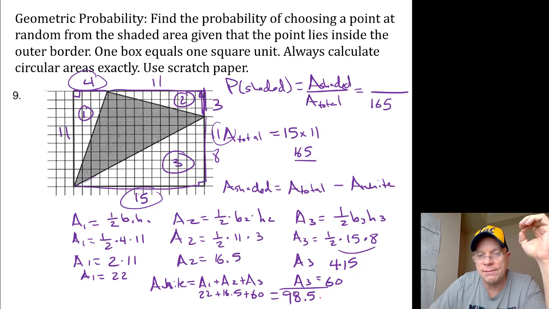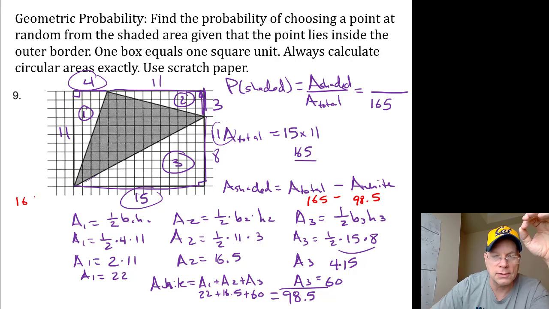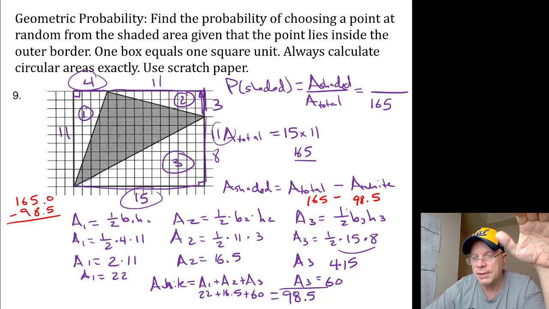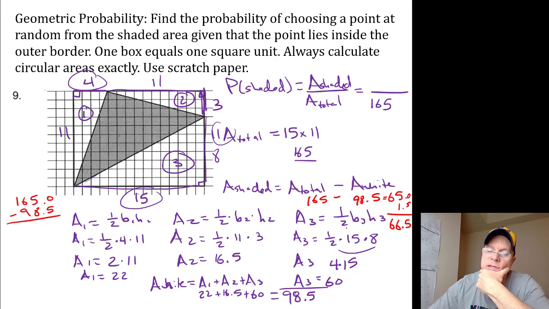All right. If the white area is 98.5, we're subtracting 98.5 from the total area, which we've already determined is 165. I could do that, but I've got an easier way. Just subtract 100 from 165, and you get 65. That's easy. But I subtracted 1.5 more than I should have, so add 1.5 back in. That's called compensation. 66.5. That's the easy way.